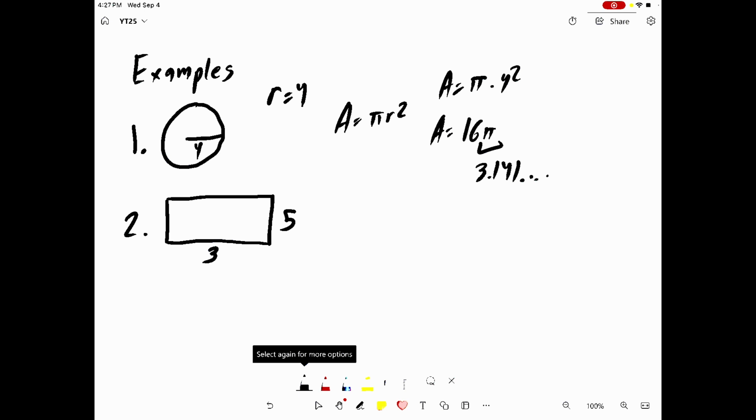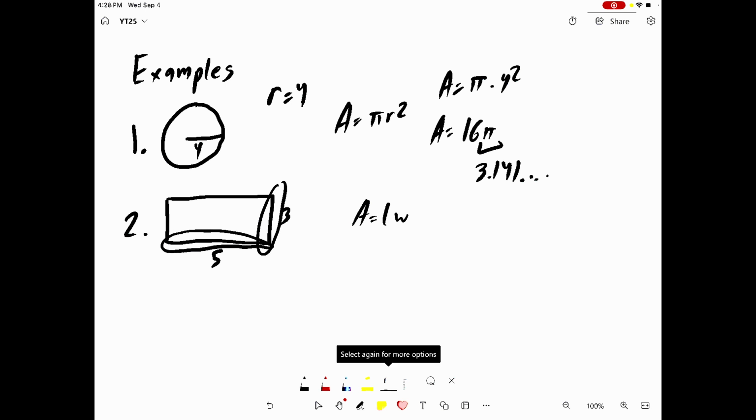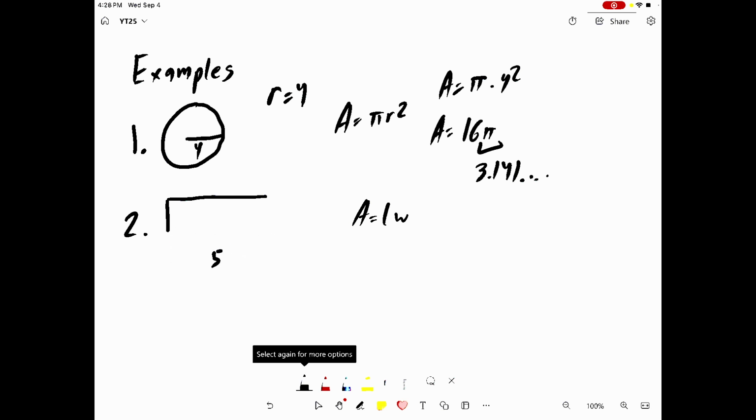For our second example, this is a rectangle, so we're going to need to use the formula A is equal to length times width. And oh, I accidentally switched this up. It should have been 3 here and 5 here. It would have been the same either way, but this side, the one which I circled here, is shorter than this side, which I'm circling here. The vertical side is shorter than the horizontal side, so I thought it would be weird if I made the shorter side 5 and the longer side 3. So I just decided to switch it up.